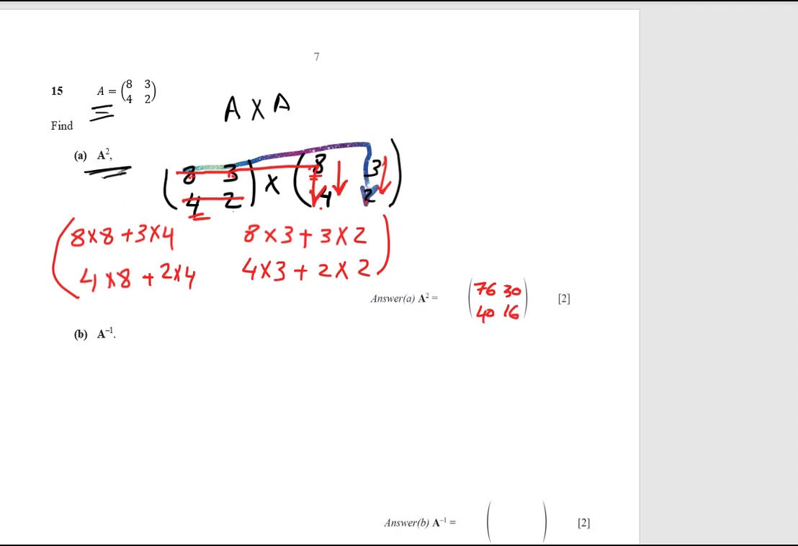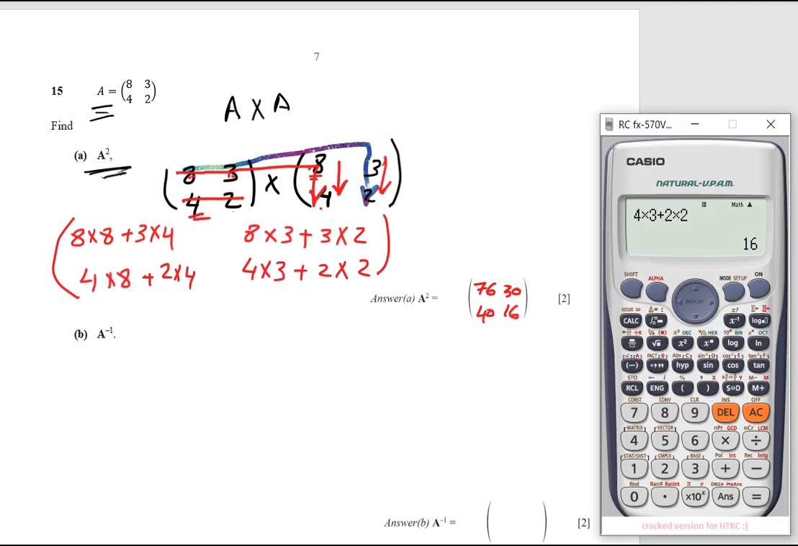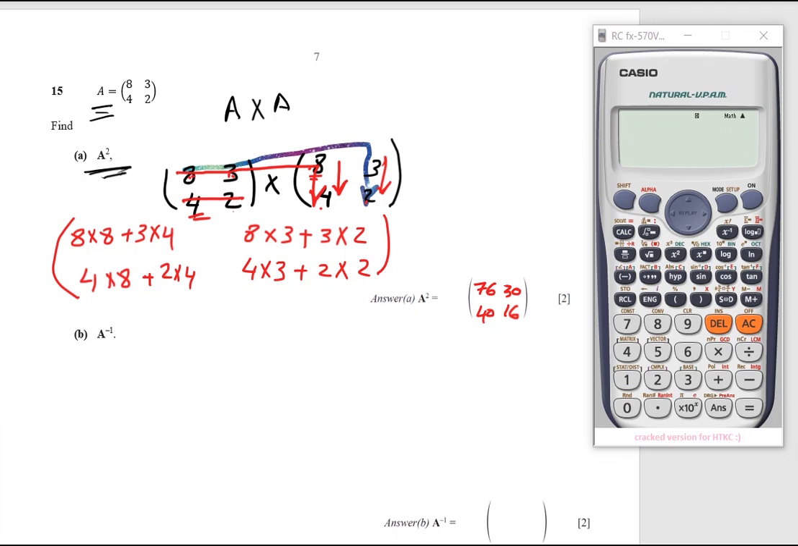How do you check your answer using your calculator? And this is very important. So follow me in the steps, please, because this step is very important. Okay? Let me move the calculator a little bit up. Yes. Now, to start the matrix, you need to change your mode. So click on mode. Matrix is at 6, so 6.